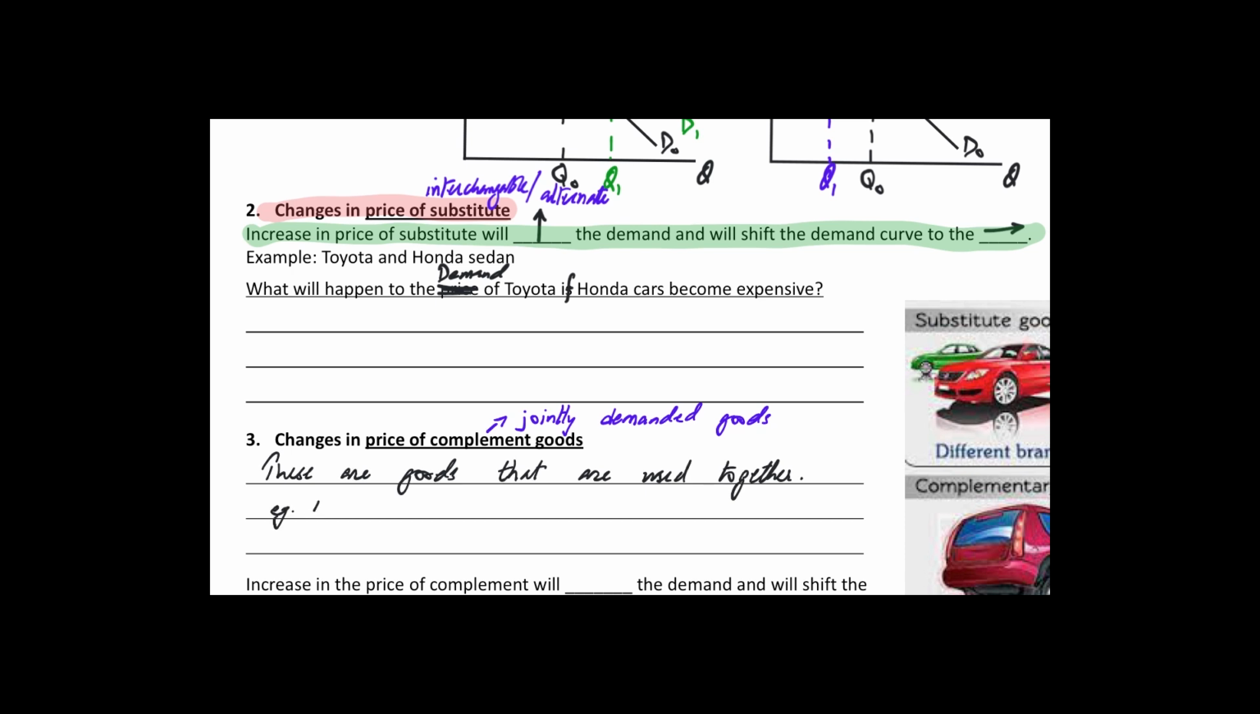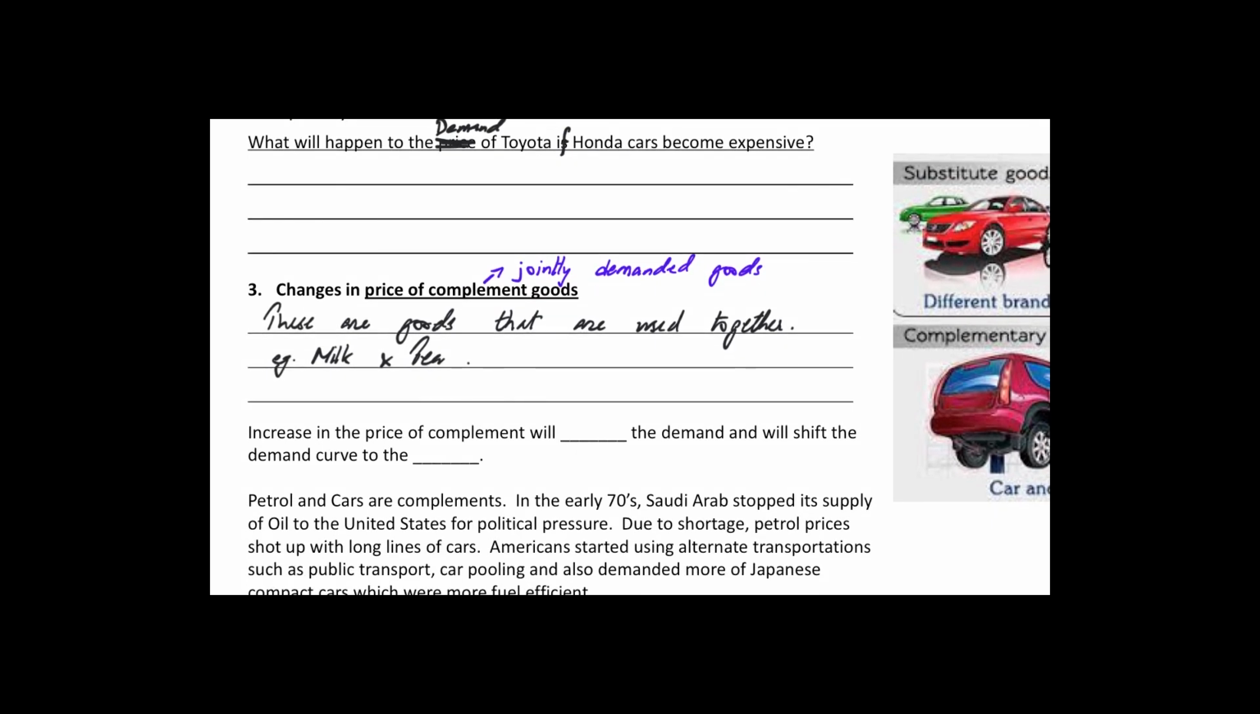So for example, it could be like milk and tea, yeah, milk and sugar. All substitutes would be tea and coffee, whereas complements would be sugar and coffee, milk and coffee, tires and cars, stuff like that. So increase in the price of complement goods will decrease the demand for your good and will shift the curve to the left.